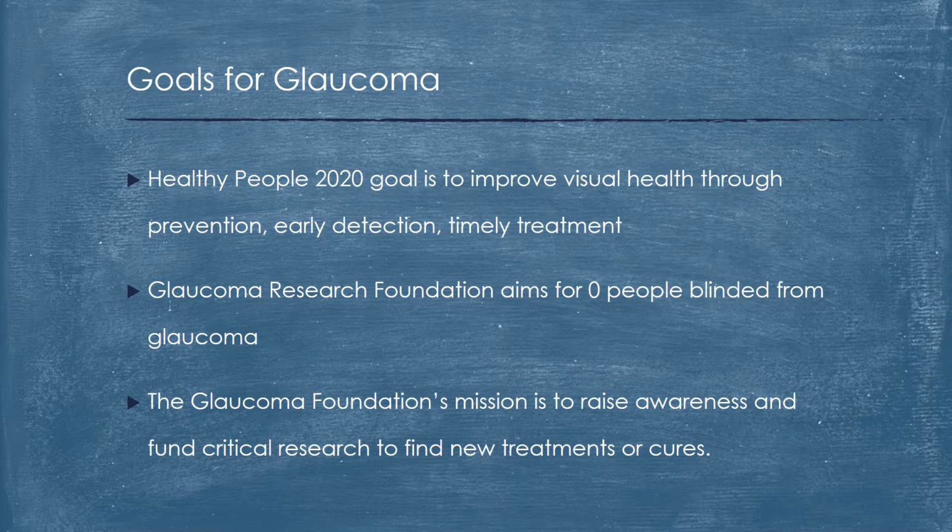Healthy People 2020 aims to improve overall vision health and prevent, screen, and treat conditions such as glaucoma in a timely manner. There are several foundations that are trying to raise awareness in hopes that more people will go and get screened and prevent blindness. The Glaucoma Foundation not only promotes awareness but also raises money for research and is attempting to find new treatments and cures.